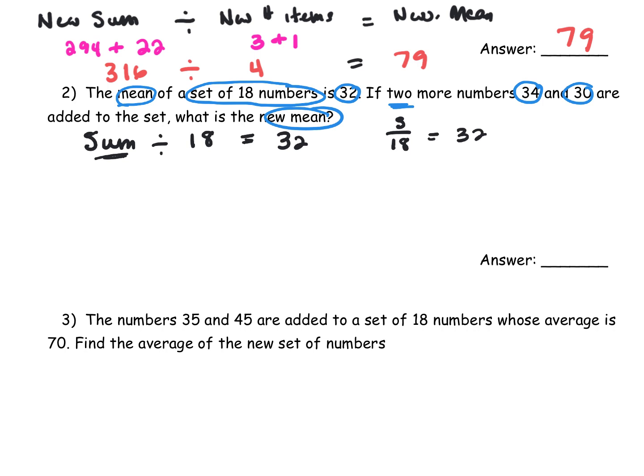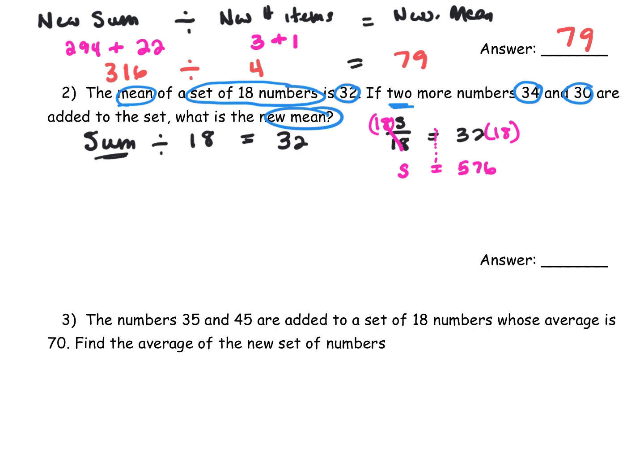So we can solve this now by using our algebra skills. S divided by 18: the opposite of dividing by 18 would be to multiply by 18. So I'm going to multiply by 18 on both sides. On the left side, that eliminates 18, and we have S equals 576. So now we know what the sum was when we started.